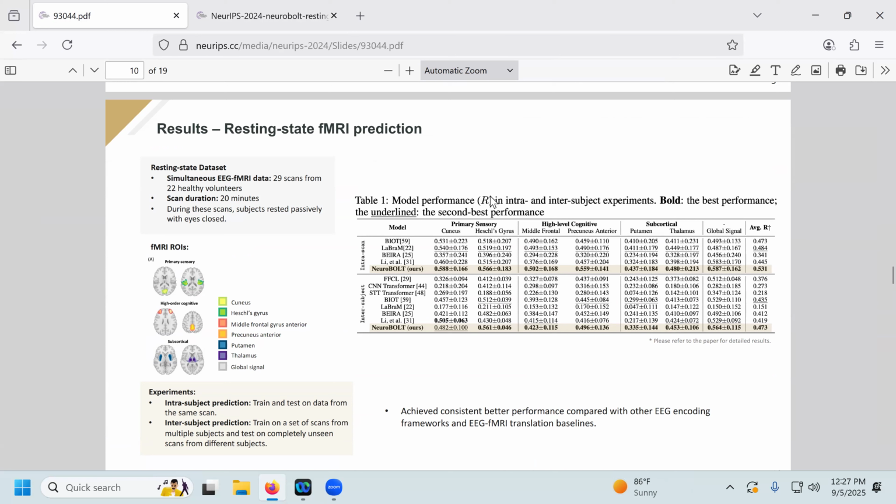So these are R squared values. They're projecting within subjects and between subjects. They have a whole section talking about those two kinds of experiments that they do. And it's a very small data set. So yeah, less than 22 people with 29 scans, each 20 minutes. So a lot of data temporally, but very few participants.